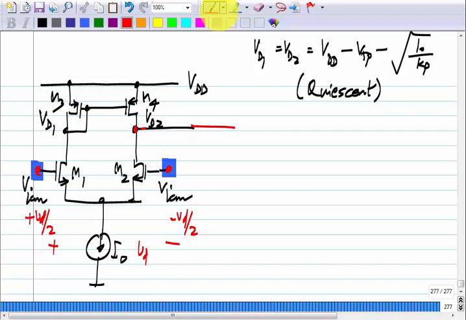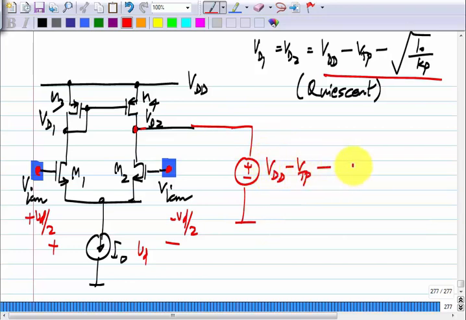First of all, I have to terminate this in an incremental short circuit, of course, without disturbing the bias point. That is the reason I found this voltage. So, what I will do is I will terminate this with a voltage which is VDD minus VTP minus square root of I naught by Kp.